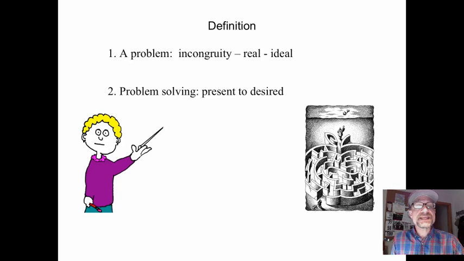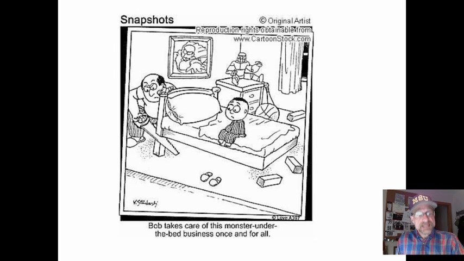Let me explain. First of all, a definition. A problem is an incongruity between the real and the ideal, between the present condition, product, or performance, and the desired. Here is my present golf game. Here is my desired golf game. There's a problem there. So problem solving is simply moving from the real to the desired. As Bob takes care of this monster under the bed problem once and for all, problem solving.